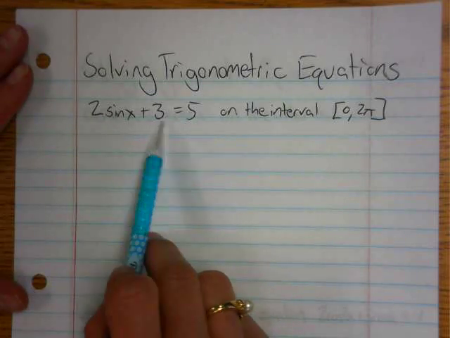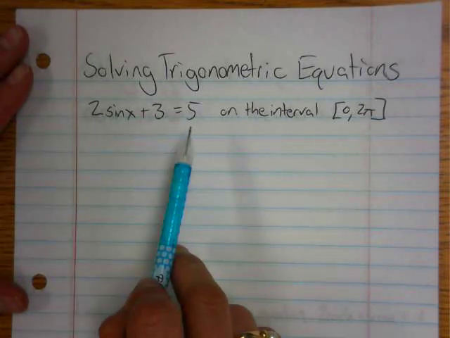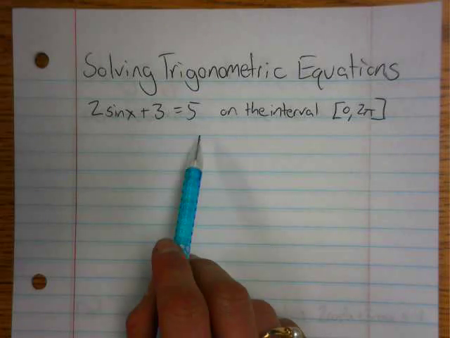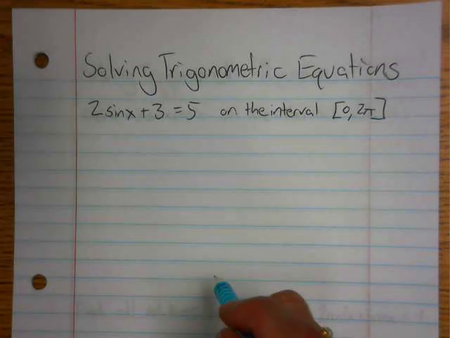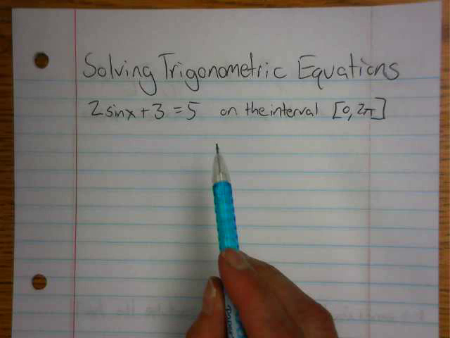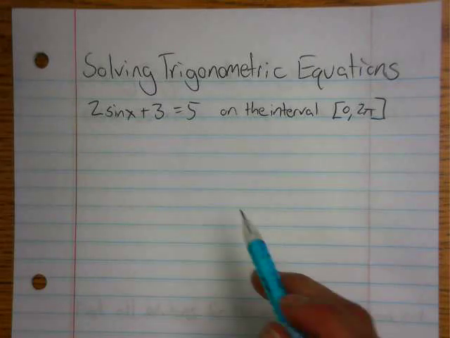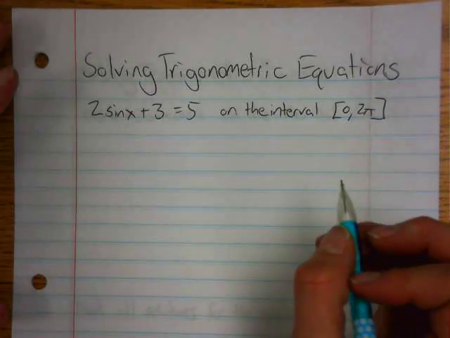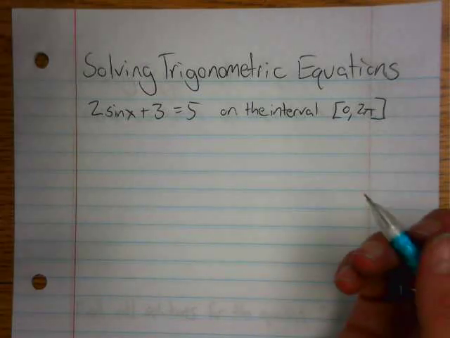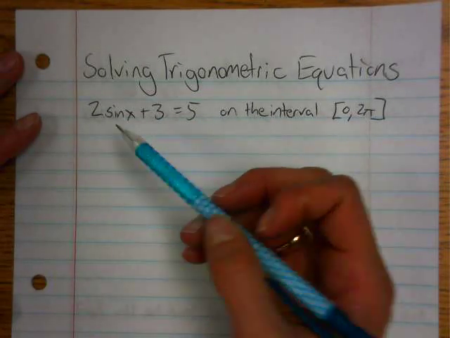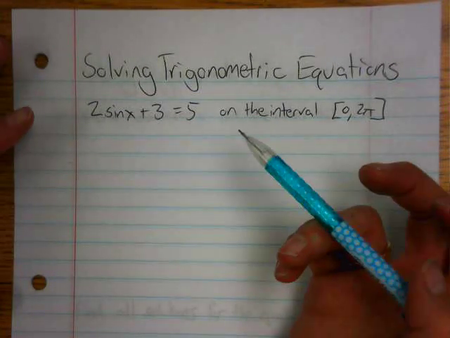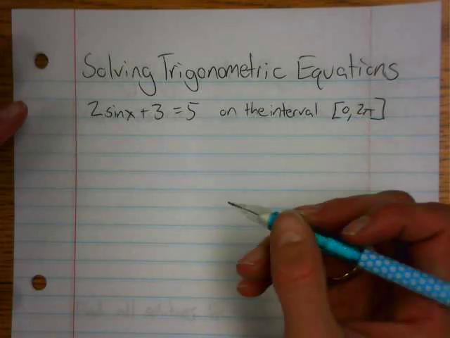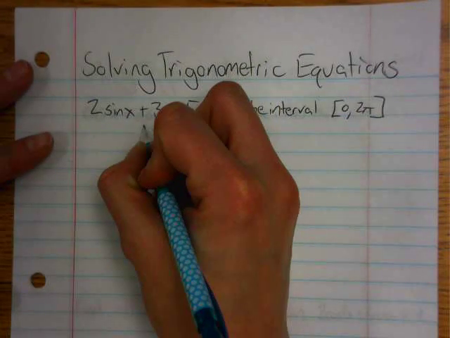I also could set this equal to 0 and graph the function and find the roots or the zeros. So those would be two calculator options. What I'm going to go ahead and show you is how I would do it algebraically by hand. So let's go ahead and combine like terms. If possible, if I just have one trig function especially, even if I have it in two different places, I want to combine like terms and just try to isolate my trigonometric expression.